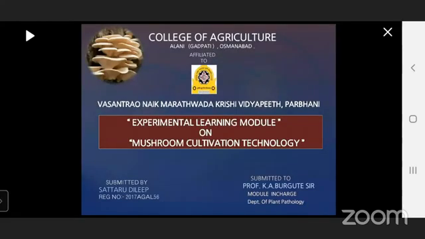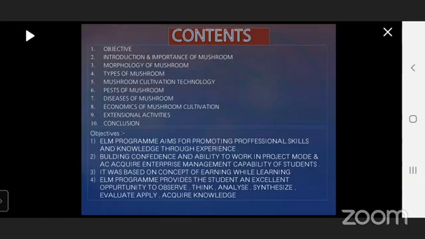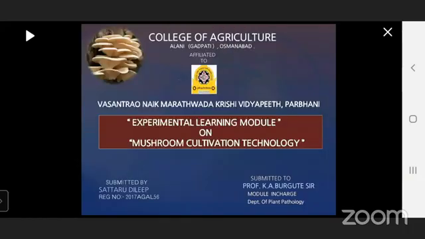So basically this project is running continuously in Maharashtra, that is the College of Agriculture Alani Osmanabad, and it's affiliated to the Vasantrao Naik Marathwada Agriculture University, Parbhani. So we are conducting this project for our BSc Agriculture students.